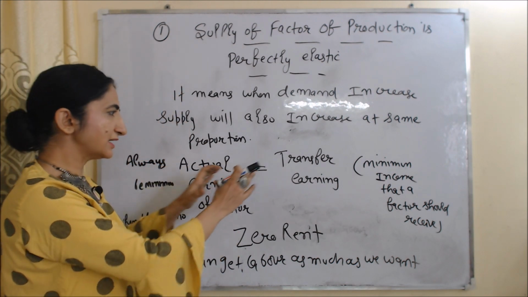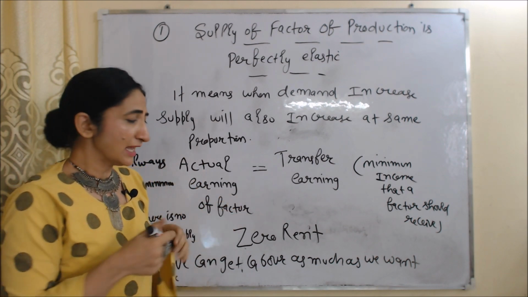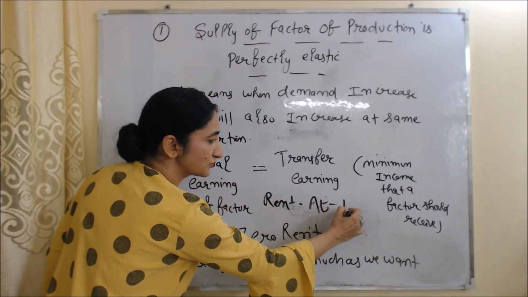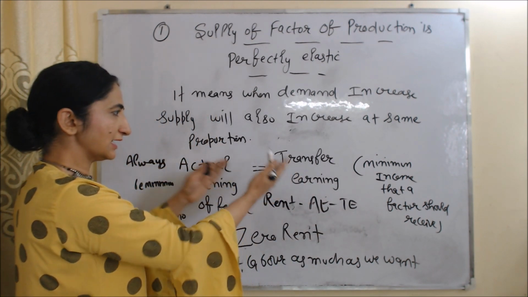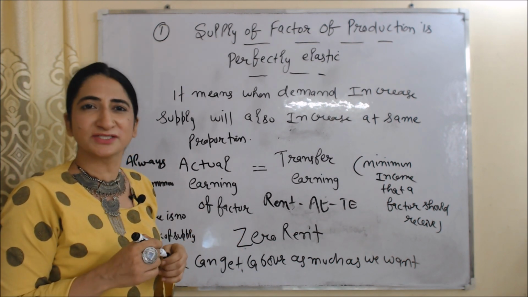If actual earning is equal to their transfer earning, that means there is no rent, zero rent. As we know, rent is the difference between actual earning and transfer earning. If transfer earning and actual earning are both equal to each other, that means their rent is zero.